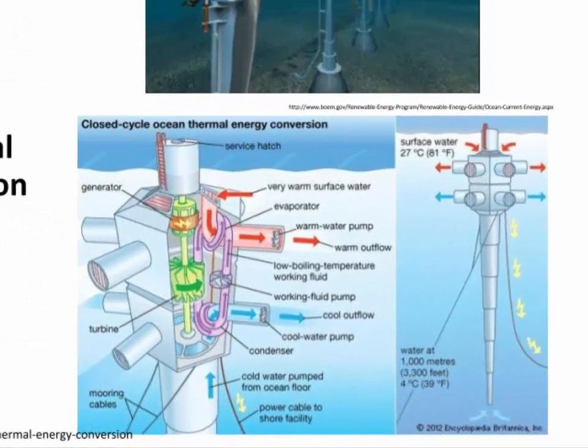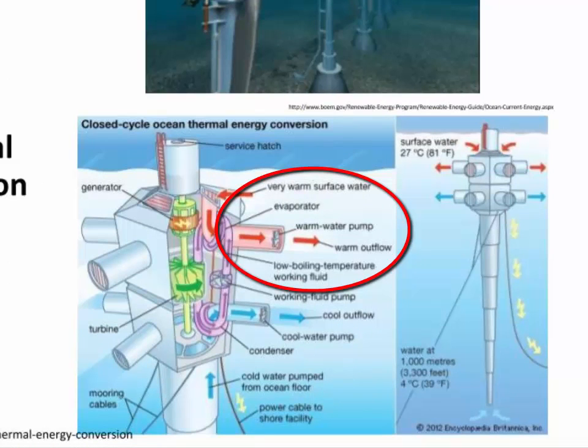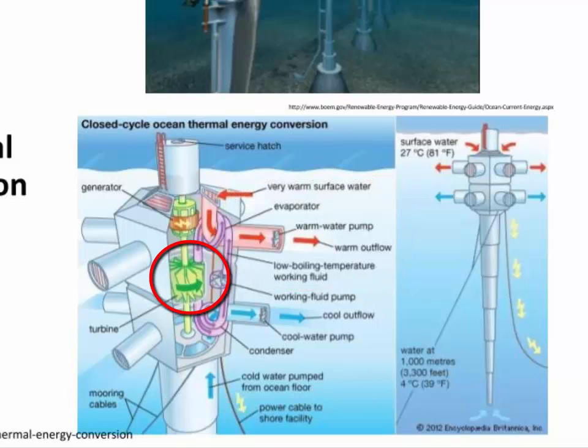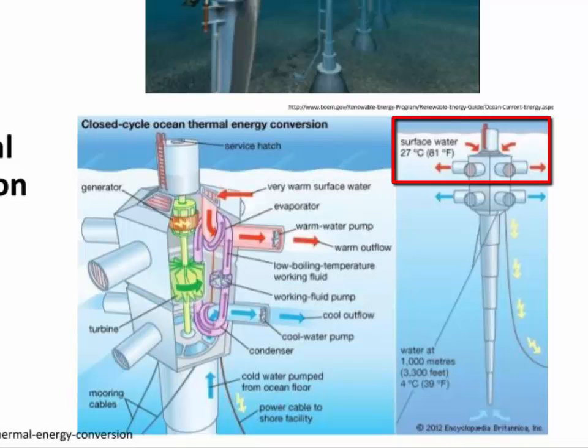The first is a closed cycle approach, which pipes warm water into a facility that evaporates chemicals, such as ammonia, that boil at low temperatures. The evaporated gases then spin turbines to generate electricity. Alternatively, an open cycle approach pipes in warm surface water into a vacuum. The steam from the warm water is then used to spin turbines for energy.